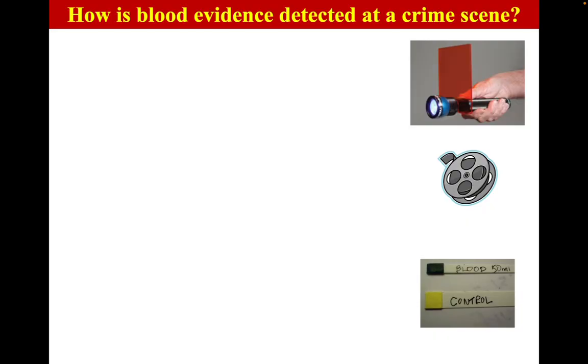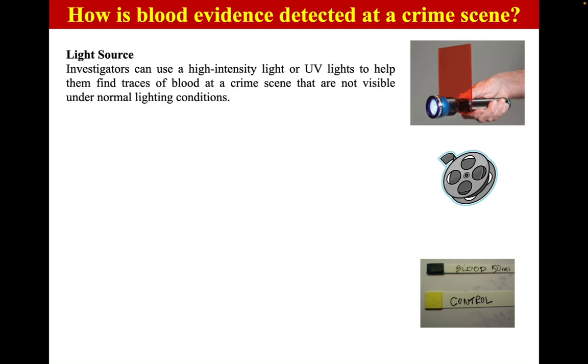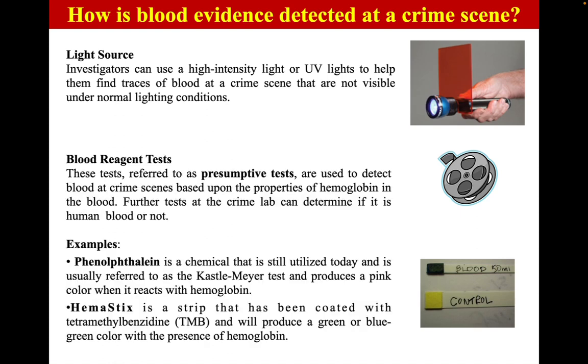So there's several different ways to detect blood at a crime scene. A light source can be used, so this will either be a high intensity light or UV light, and that will allow the investigators to find traces of blood at the crime scene that would not be visible under the normal lighting conditions from the lights that are in the home or from just regular light sources.